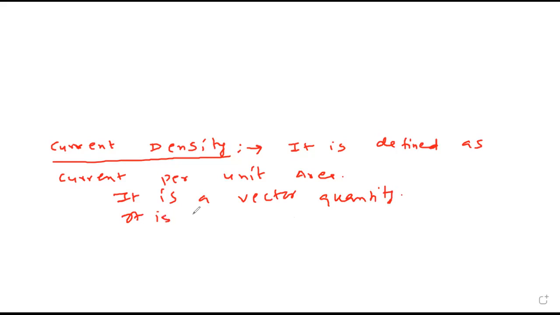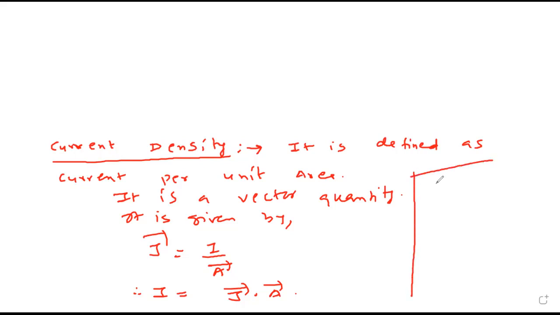It is given by J bar equals I upon A bar. So you can also write current I, because it is a scalar, as J bar dot A bar. Hello? Yes, sir. And if the area is not uniform, then we take current as the integral of J bar dot dA bar. If it is not uniform, then we integrate, right? Current density.